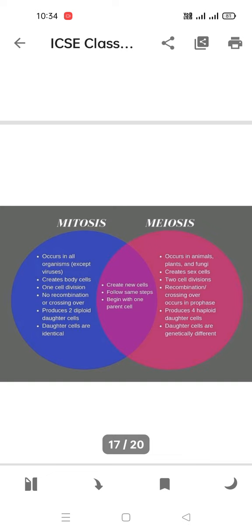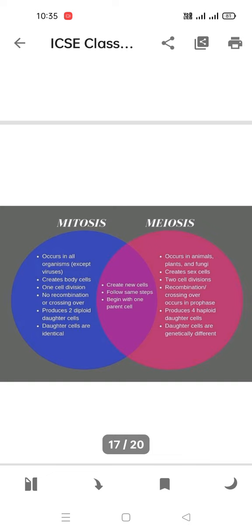और माइटोसिस में लास्ट पॉइंट है डॉटर सेल्स आर आइडेंटिकल। डॉटर सेल्स आइडेंटिकल होते हैं मीन्स जैसे पेरेंट्स होंगे वैसे ही ऑफस्प्रिंग होगा। वही मियोसिस में ऐसा कुछ नहीं होता है, डिफरेंट हो सकते हैं। Okay, so creates new cells, follows same steps, begin with one parent cells.